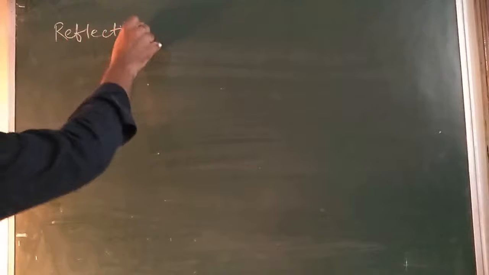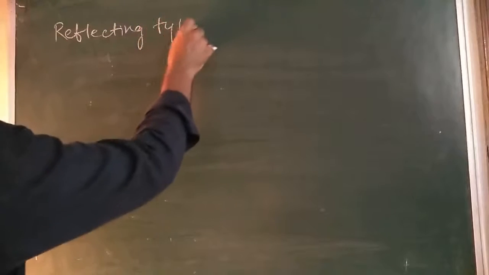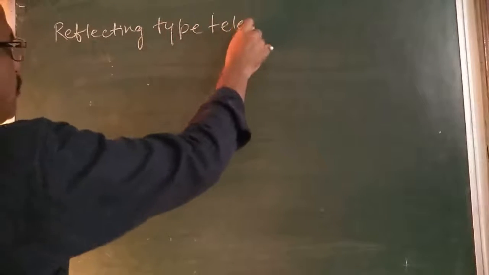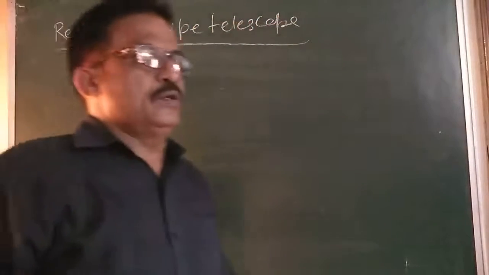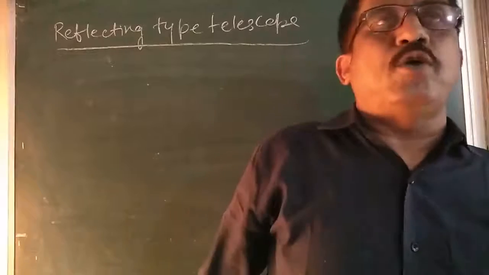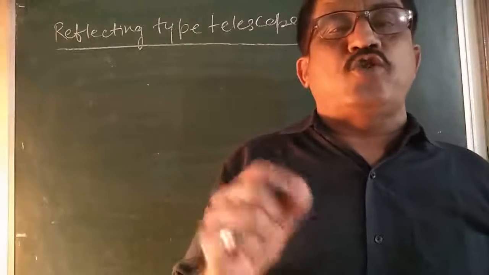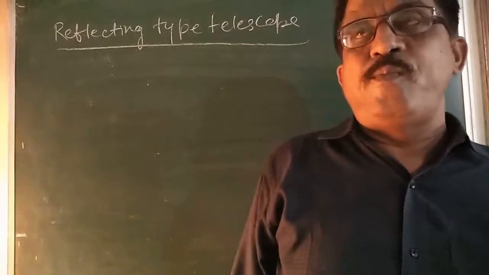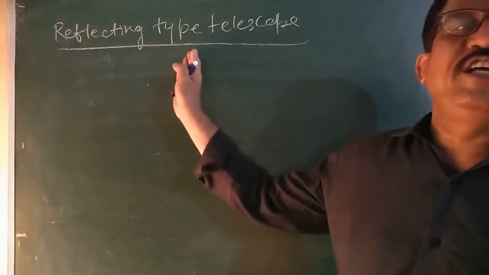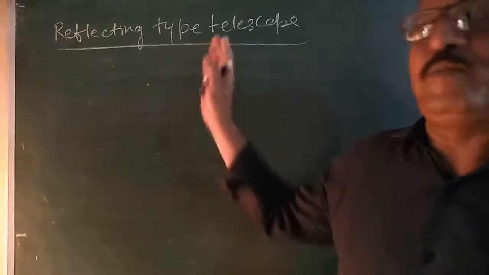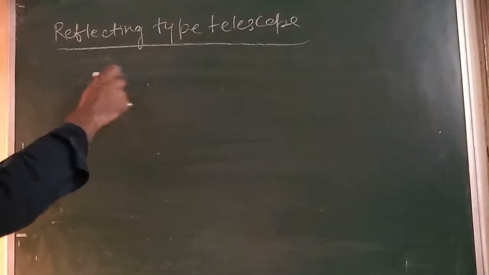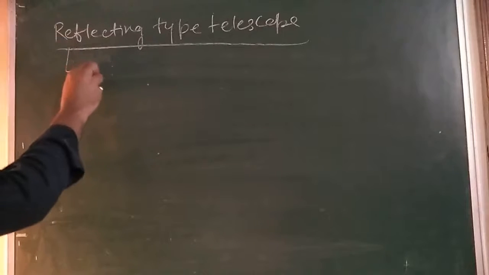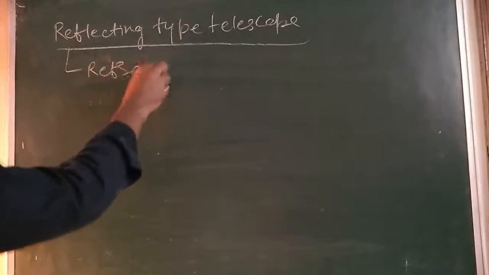Reflecting type telescope. Earlier we have seen refracting type telescope, that is compound microscope and astronomical telescope. Here we are going to see reflecting type telescope. So I can say, dear children, it is an improvement over the refracting type.